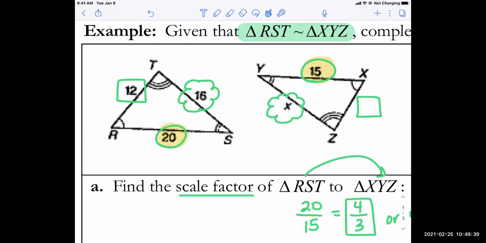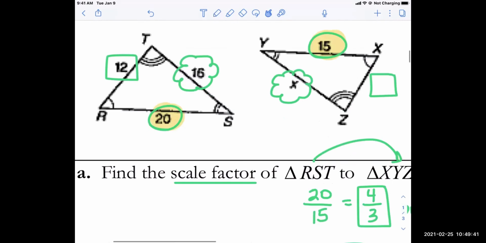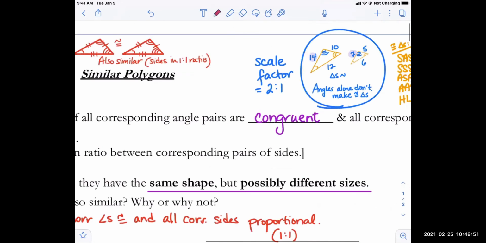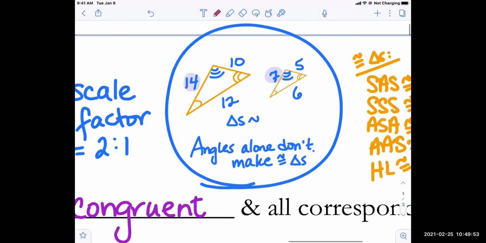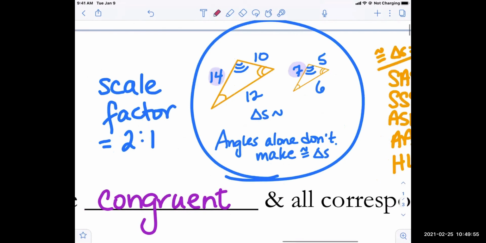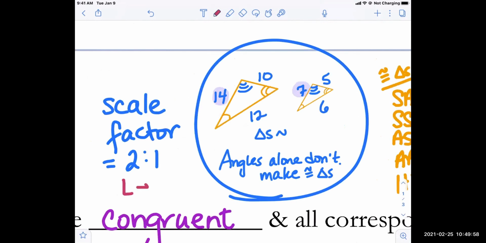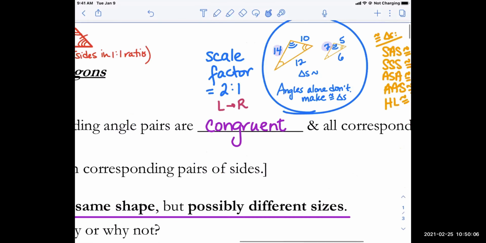So if I just say what's the scale factor of that and I don't give you a similarity statement, you're going to do the 20/15 one. Okay, you always go from left to right if it doesn't specify the order. So like up here, when I said what's the scale factor and I said 2:1, that's because I'm going from left to right. So if I said what's the scale factor of this one to this one, then you would do the other order. But if I just say a generic what's the scale factor, you go from left to right.